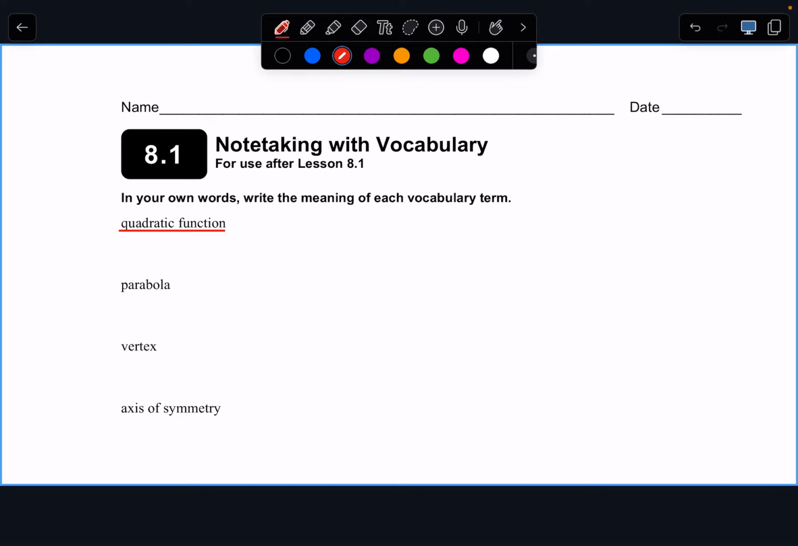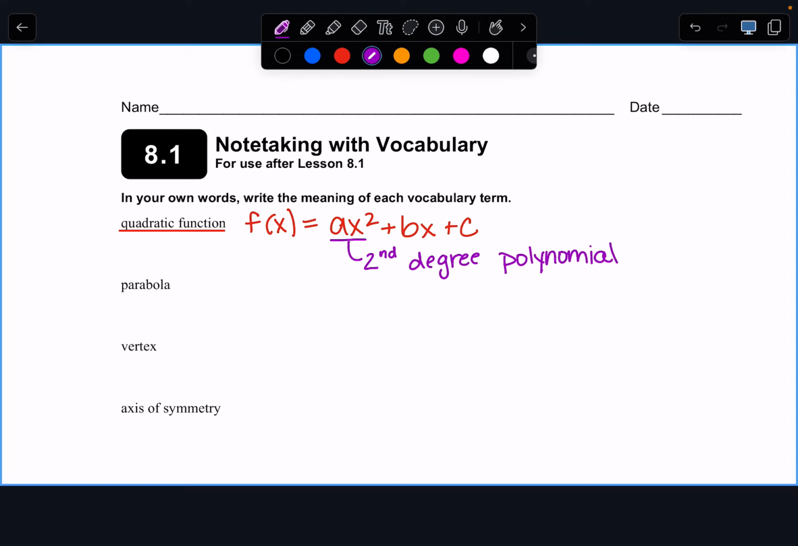Okay? A quadratic function is in the form ax squared plus bx plus c. Essentially, we're talking about a second degree polynomial. Okay, it has a name. Its name is quadratic. And what our focus is until our 3-day weekend is going to be graphing these quadratic functions.